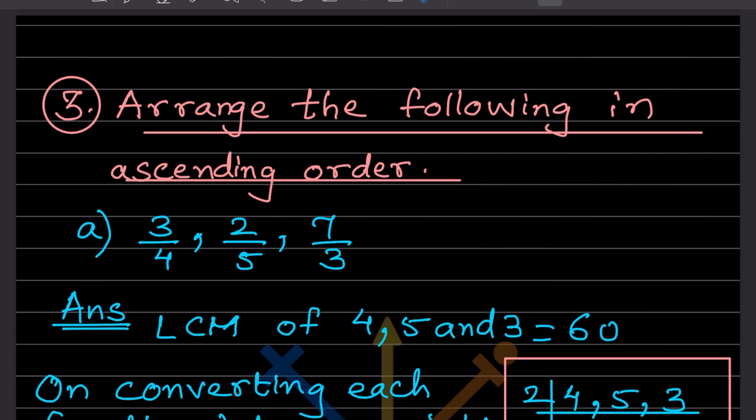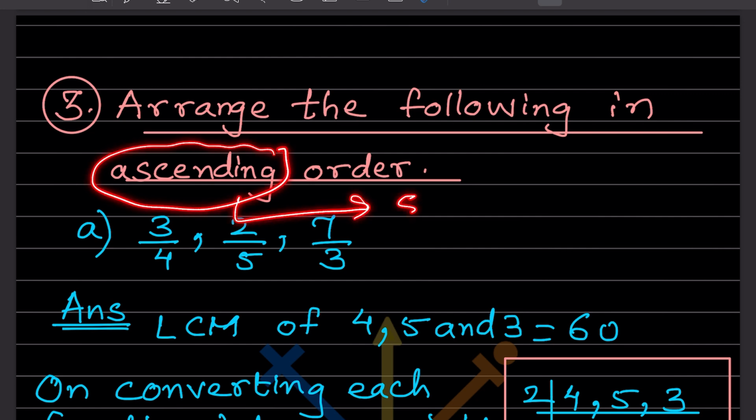Here it says, arrange the following in ascending order. We have also seen ascending order in the previous videos, so just go to that, where it is explained in detail. So ascending means what? You have to arrange from small to big. Now let us see the numbers.